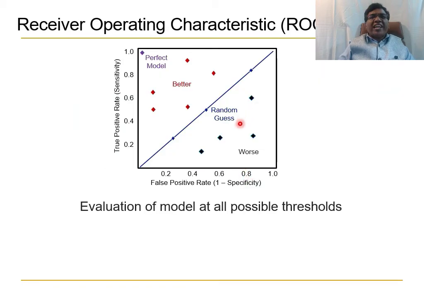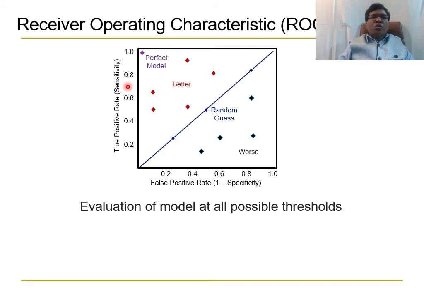Receiver operating characteristics, ROC. A receiver operating characteristic curve is a graph showing the performance of a classification model at all classification thresholds. In this case, we have four thresholds. One is perfect model, another one is better model, and random case, and then worse. Four thresholds are there. This curve plots two parameters.